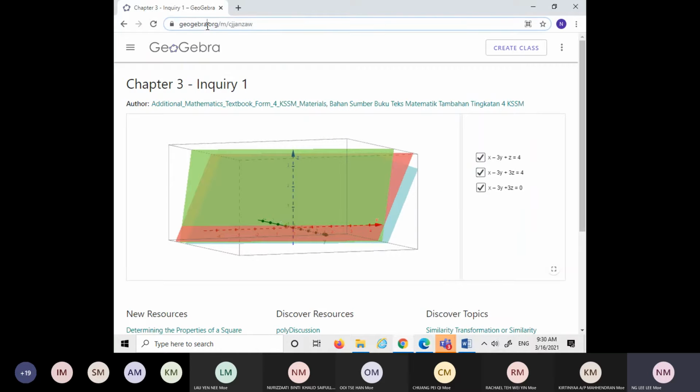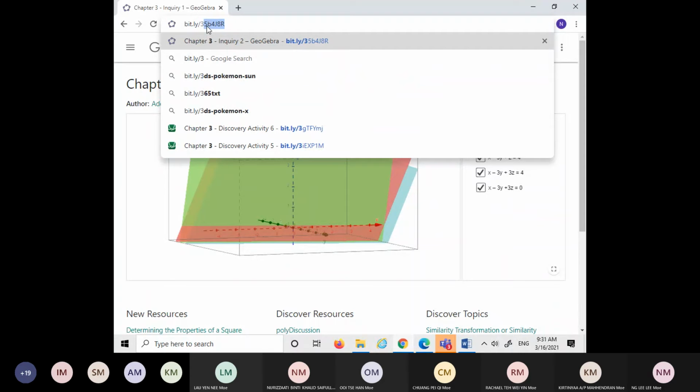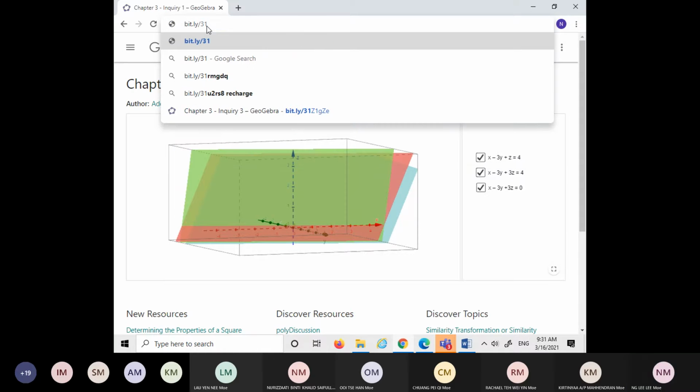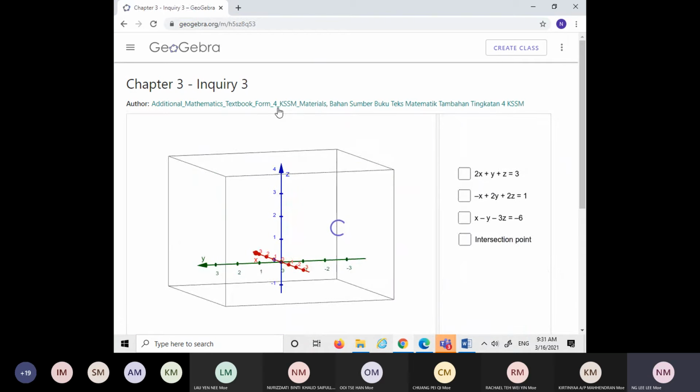I go to the first link. Actually, it's inside your textbook also. So this is the one. Now you see the X, Y, and Z, I think is different again. I'm not sure, but that doesn't matter, as long as you have three axes.